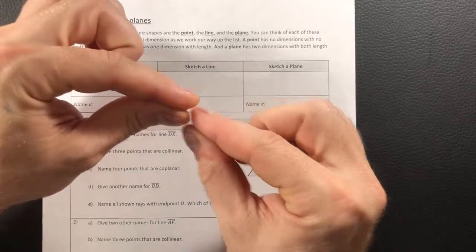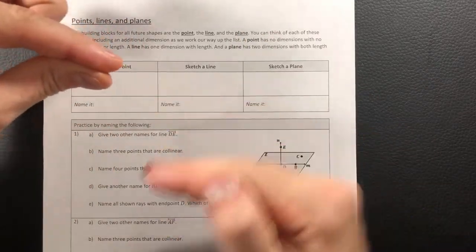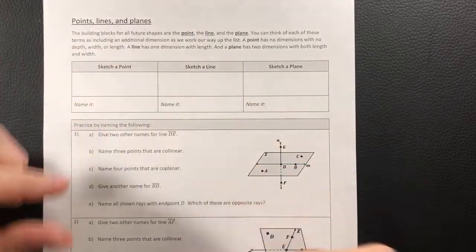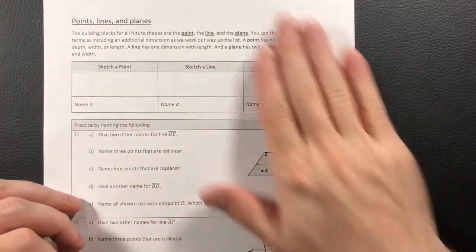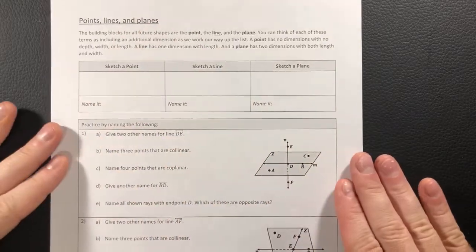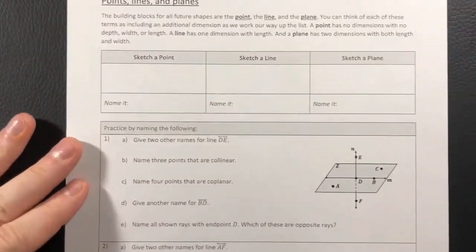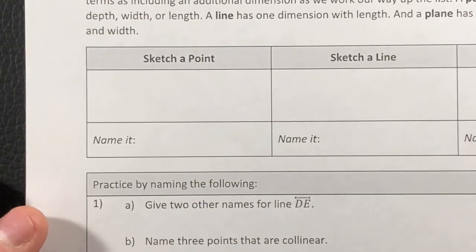A plane is going to have two dimensions. I can go left, right, up, or down. So I can't come towards the camera, but what I can do is move around on the plane right here. So let's go ahead and see what the sketches of these things would look like.